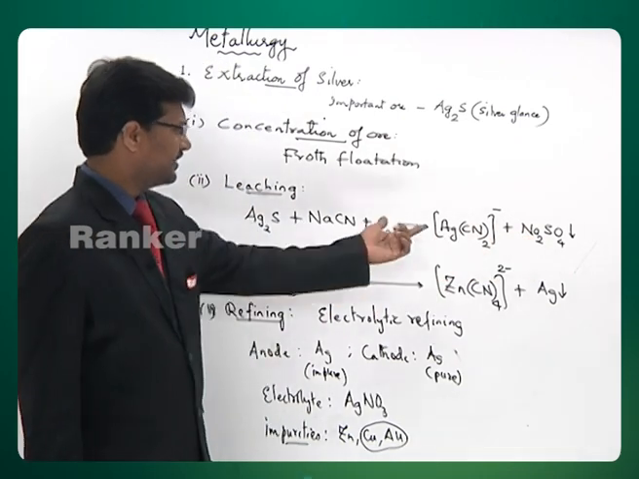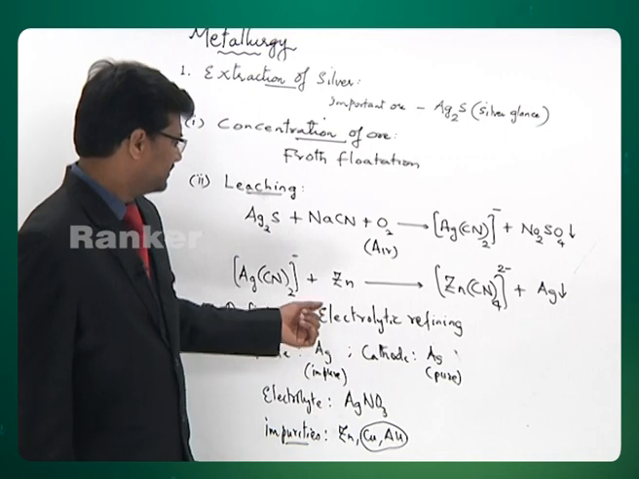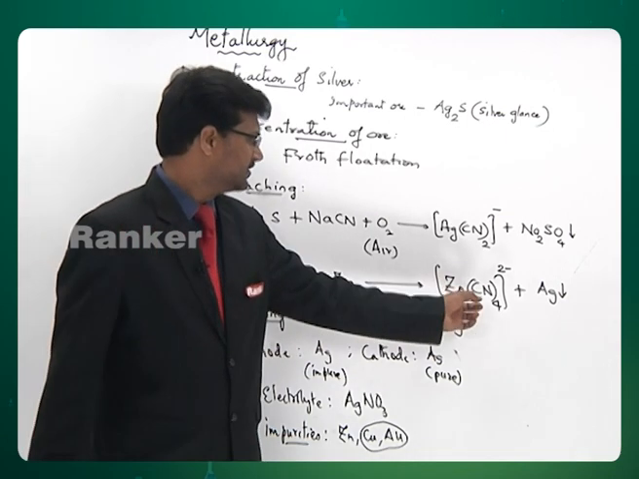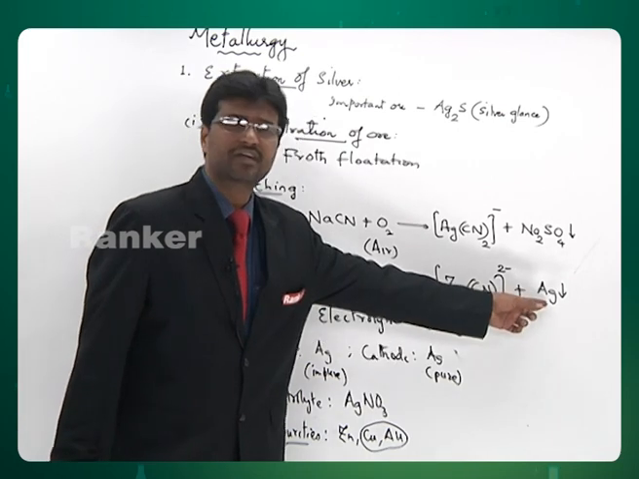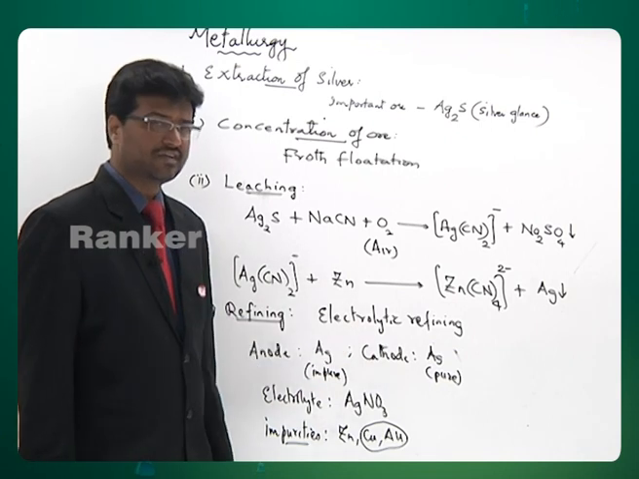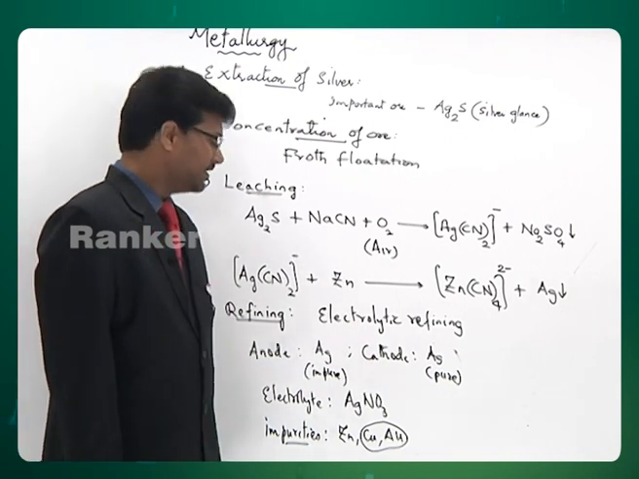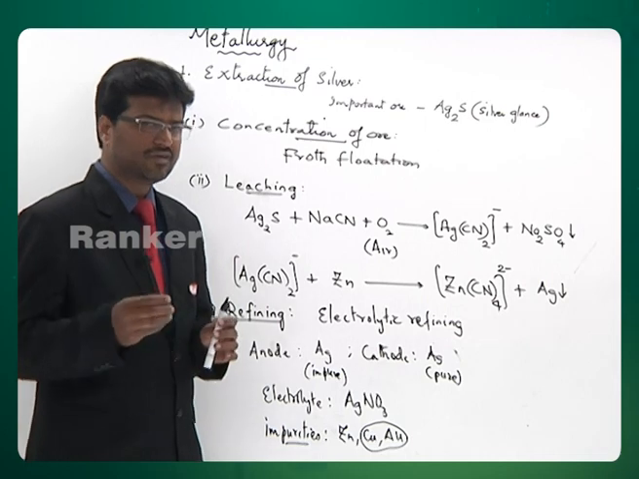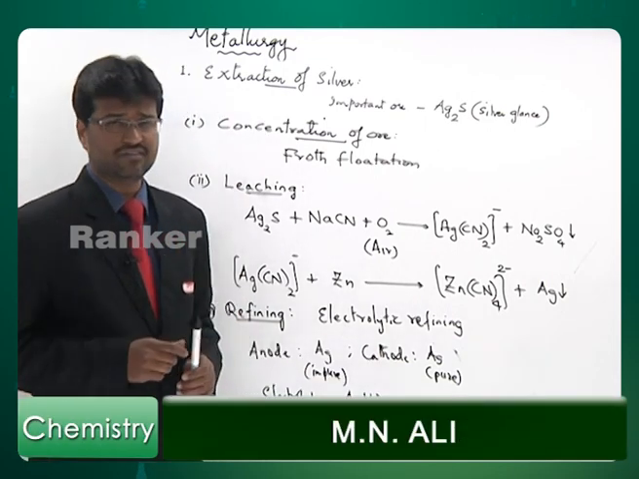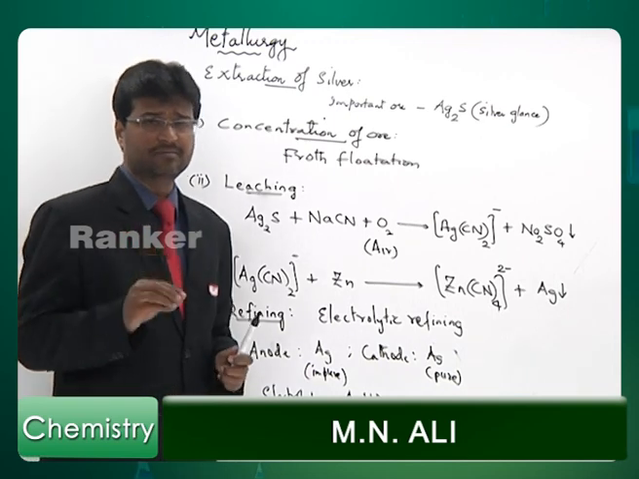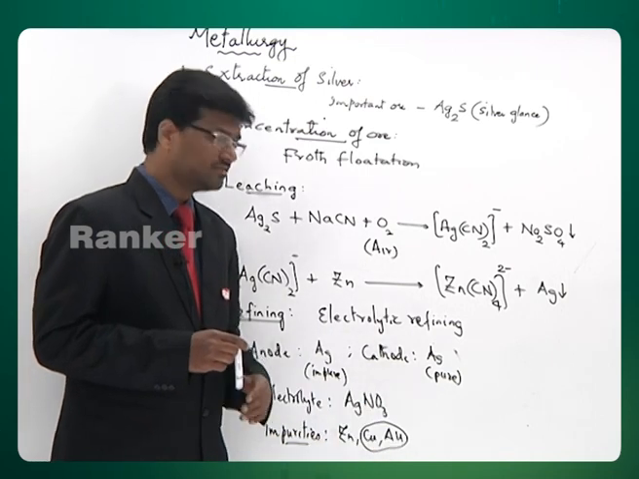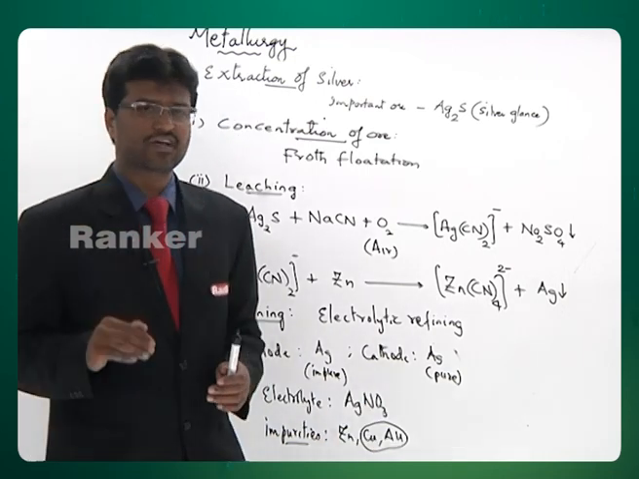You get a filtrate containing the silver complex. Then zinc is added, which, being a more active metal, will displace silver, and you get the zinc complex in the filtrate, and Ag is formed. Ag is then refined. The method chosen is electrolytic refining. We use impure silver as anode and pure silver as cathode. The electrolyte is an aqueous solution of AgNO3. Zinc impurity present in silver will dissolve in the electrolyte. The copper and gold will fall down as anode mud.